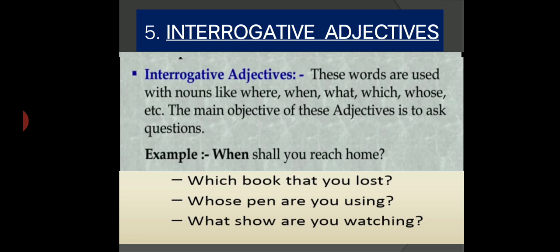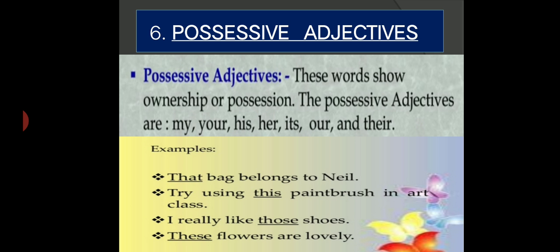For example, when shall you reach home? Which book did you lose? Whose pen are you using? What show are you watching? Here, book, pen, show, all these are nouns, and the adjectives used here to ask questions are which, whose, and what.